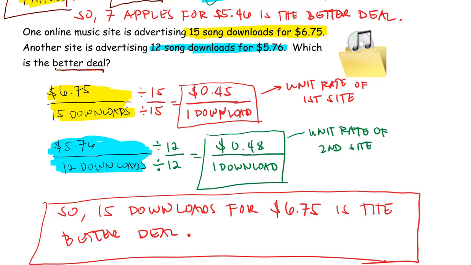So therefore, the unit rate is helpful if you want to know the unit cost. Well, again, it gives you an idea of which is in a sense cheaper.